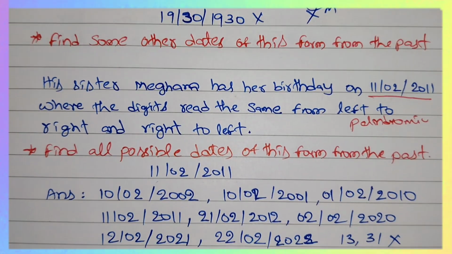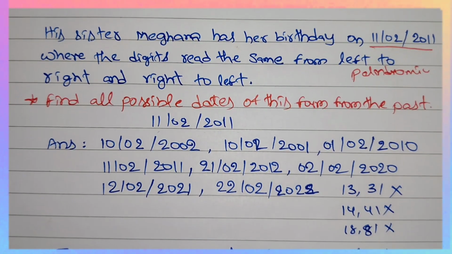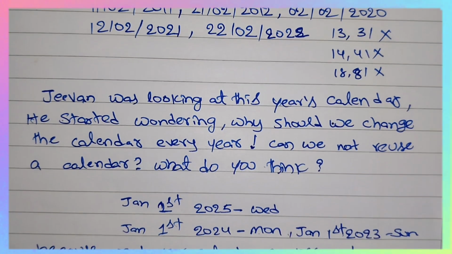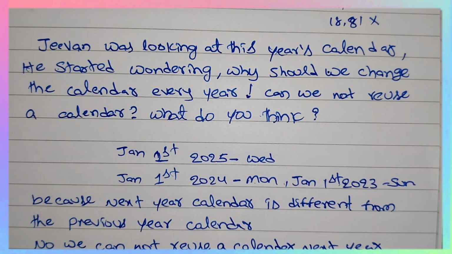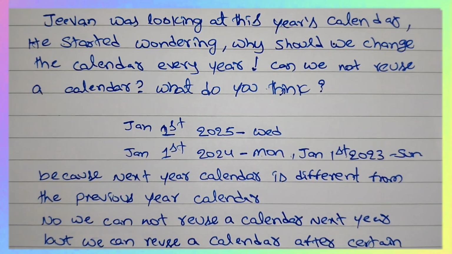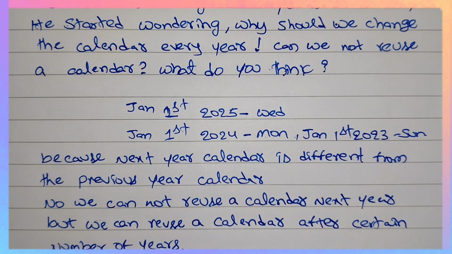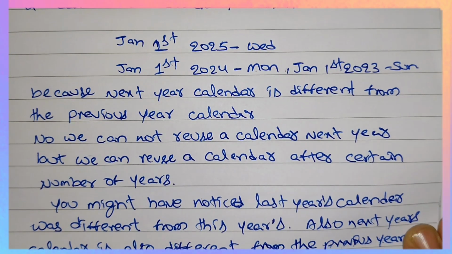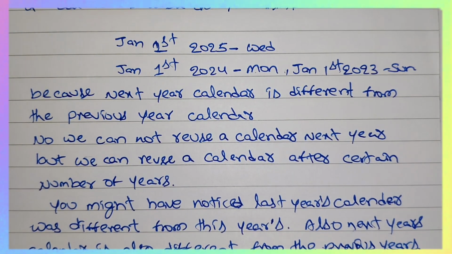In this video, we learned special times on the clock like repeating times and palindromic times. We understood unique date patterns in the calendar, and we also learned why calendars change every year and how they repeat after some years.